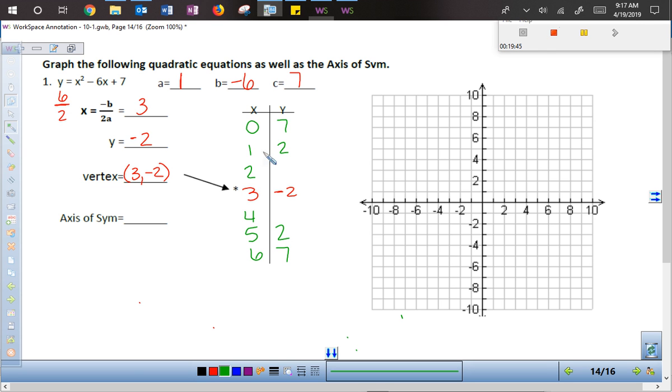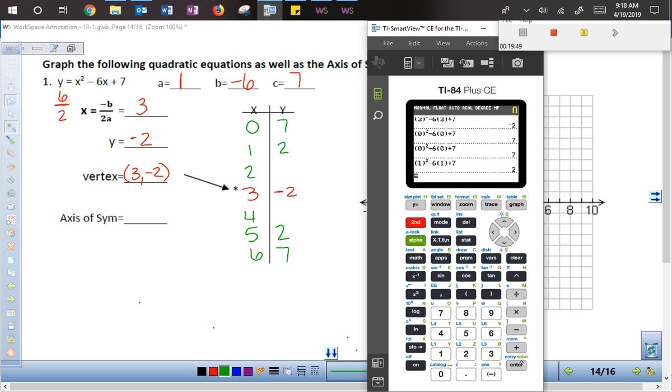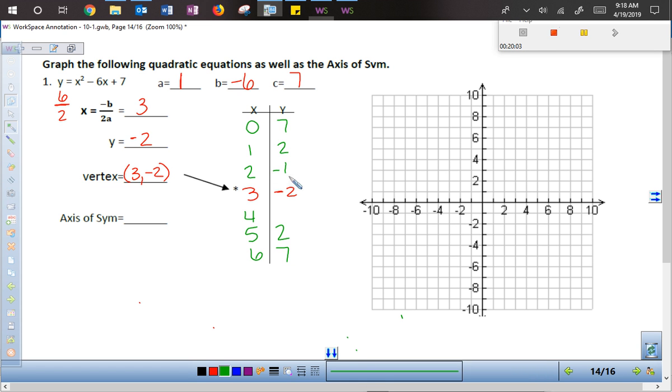Now let's try it one more time for the number 2. I'm going to hit second enter and get my previous entry in there. And everywhere I see a 1, I'm now going to put in a 2. And that's going to give me a result of negative 1. And if this guy is negative 1, that means this guy is also negative 1.